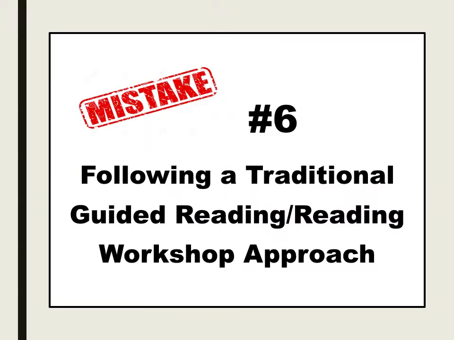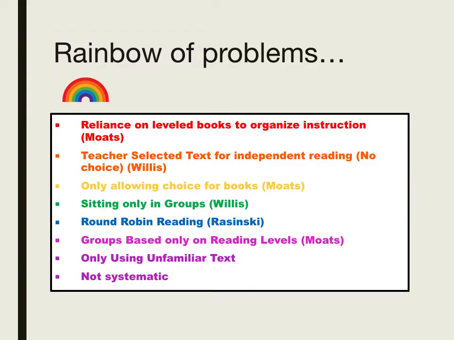The sixth mistake is following a traditional guided reading or reading workshop approach. Some of the possible issues that I've found with following the traditional approach are using the same text, offering no choice, sitting only in group situations, round robin reading, basing your groups on reading levels, and using unfamiliar text. And we'll go through some of these issues and some possible solutions.